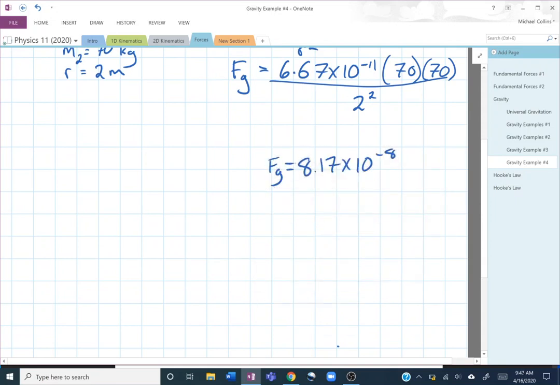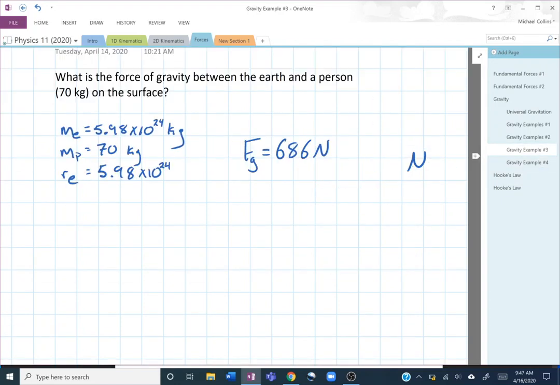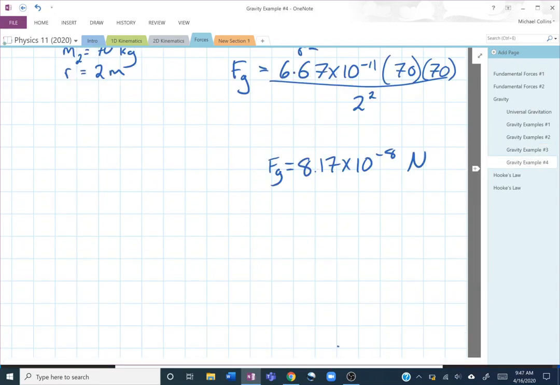So we notice between this solution, 8.17 times 10 to the negative 8, which is a very, very small number, and this solution, which is the force between somebody and the Earth. Notice how this one is 686 newtons. We would feel this. We feel this all the time. This is what keeps us stuck to the Earth. But this force is so small that we can't perceive it at all. However, if we were stuck out in space, and we were 2 meters away from another human, and we didn't move at all, or we didn't throw anything, which is actually about the only way this would work, you would end up slowly accelerating towards each other. You would feel that force.